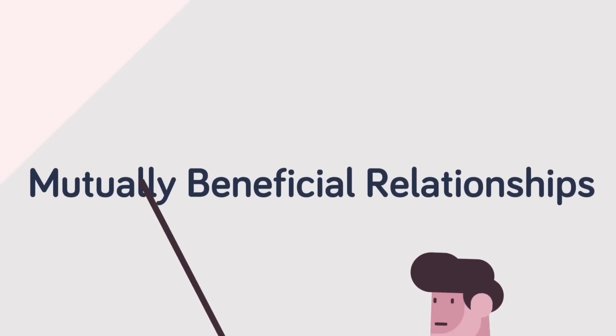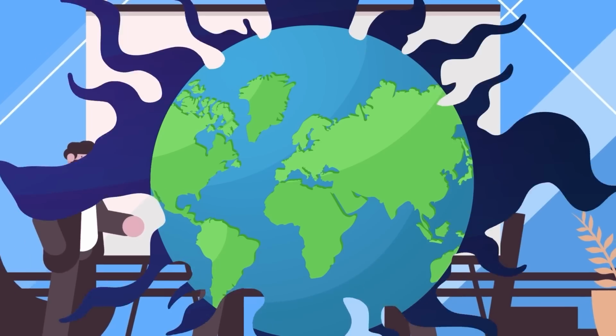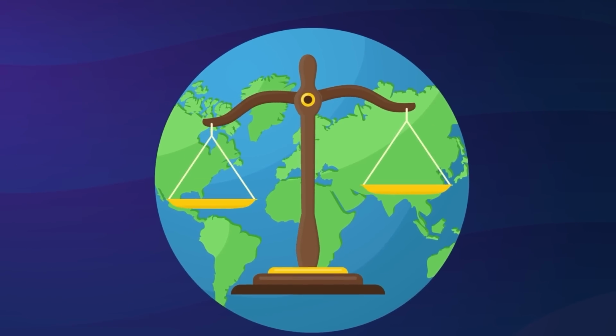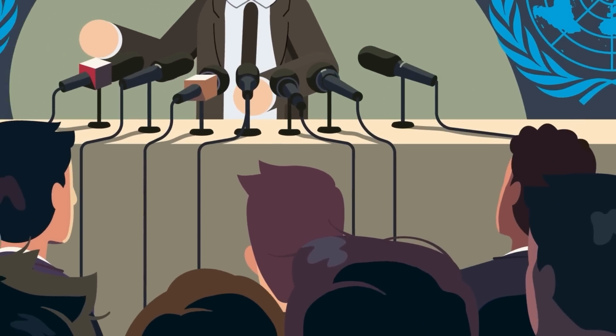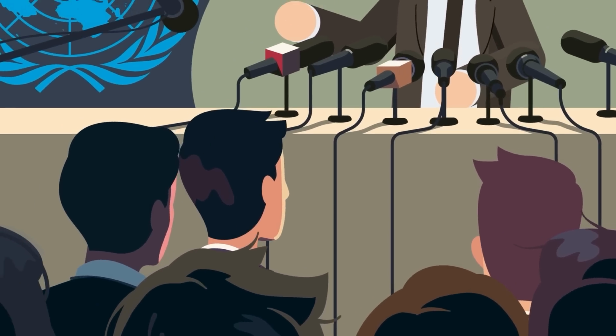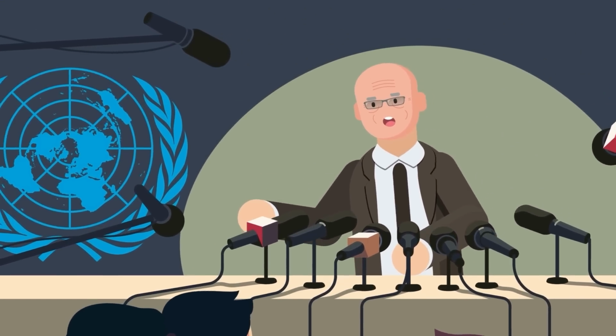Governments must find common ground, and mutually beneficial relationships need to be forged. We live in a divided world. In order to keep relative peace, there needs to be a delicate balancing act. Global organizations like the UN could be more effective if they were given more authority when it comes to enforcing global norms and punishing bad actors.